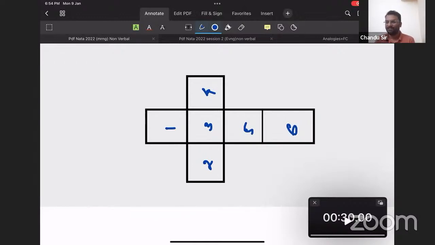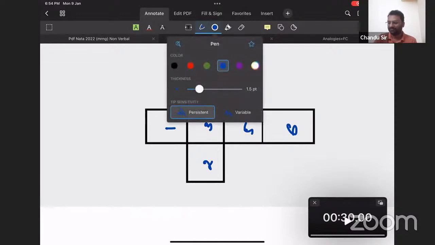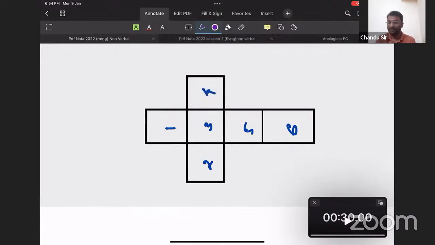The technique here, as I mentioned earlier, is left, right, top, bottom. The remaining will be opposite. I'm just choosing one number. If I choose 5, who is coming on the left of 5? 3. Who is coming on the right of 5? 6. So 3 and 6 will be opposite.